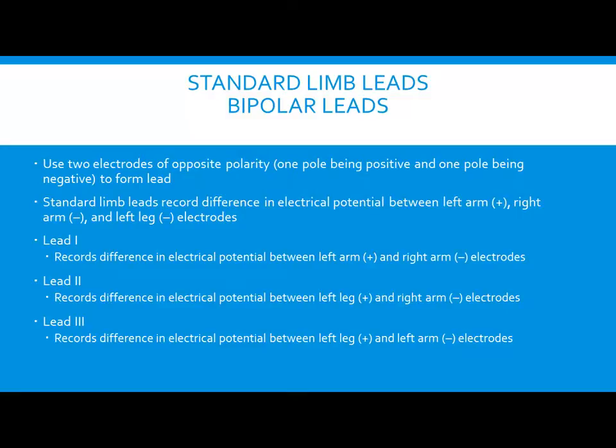So my bipolar leads are going to be lead 1, lead 2, and lead 3. They're going to form a reference line from positive to negative. All right. In lead 1, this is going to be the difference in electrical potential between the left arm and the right arm. So in lead 1, the left arm lead is positive and the right arm lead is negative. What this is going to give me is a view across the heart.